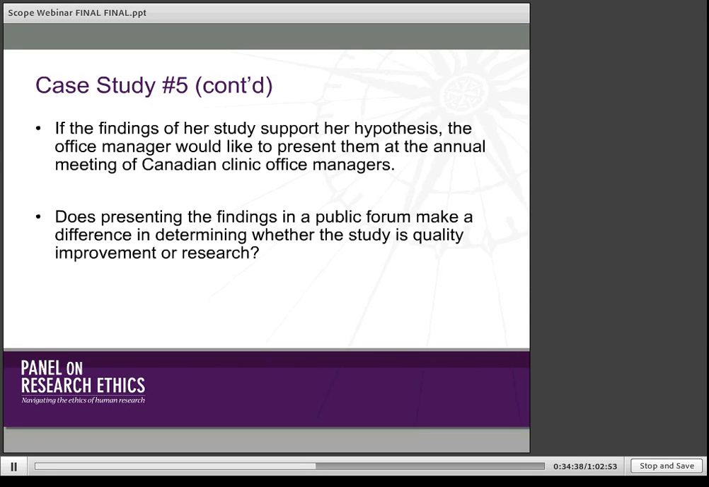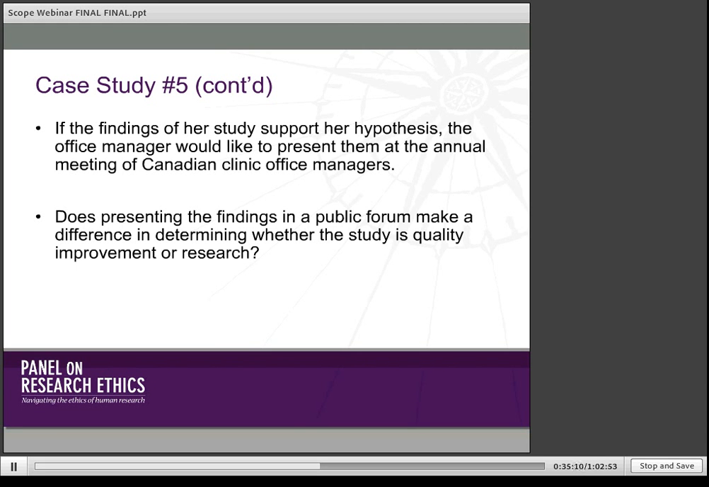Okay, so in answer to the question, does presenting the findings in a public forum make a difference in determining whether the study is quality improvement or research? The answer is not necessarily. Her purpose might be to share her findings from her own clinic as an isolated quality improvement exercise. Her intention may not necessarily be to feed into a paper or an article on the topic that generalizes the clinic's findings. Making a study public does not in itself make it research.